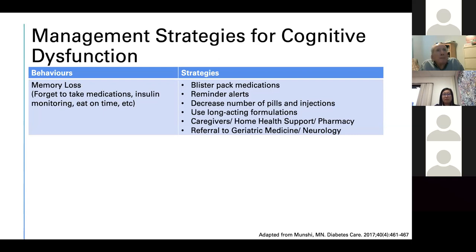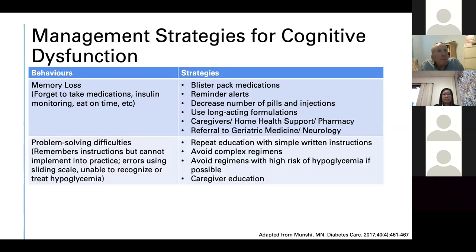Decreasing the number of pills and injections can be helpful for these patients. Using long-acting formulations for the oral medications. Involving caregivers if possible. And if they don't have a caregiver, arranging for home health support or having the pharmacy do insulin administration and checking glucose monitoring. And these patients would benefit from being referred to geriatric medicine or neurology for ongoing support around their memory loss and also for consideration of cholinesterase inhibitors.